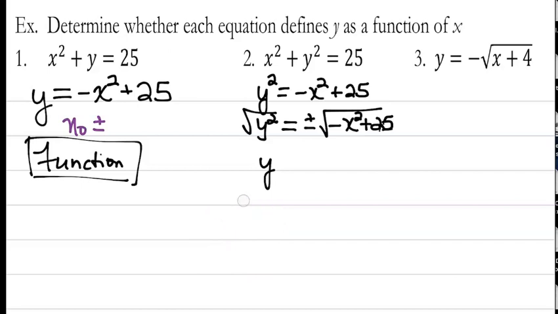So I have y equals plus or minus square root of negative x squared plus 25. You have that plus or minus written there. It's not a function.